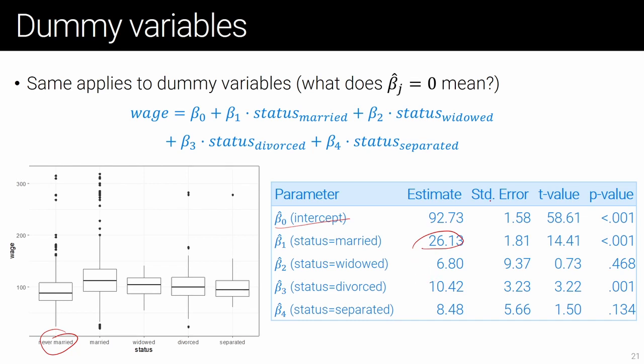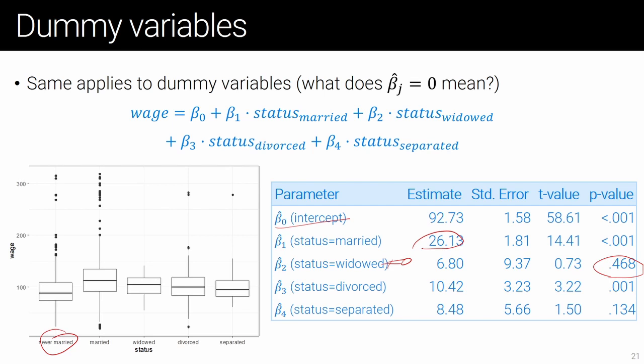If we look into standard errors, t-values, p-values, and everything, we notice something. For example, if we look into widowed, we see a very high p-value. This is telling us that we cannot reject the hypothesis that this beta 2 coefficient is different from 0. We see it's estimated as 6.8, but there's a lot of noise, a lot of randomness into that estimate. It varies a lot. And so we are not really sure whether this is different from 0 or not.